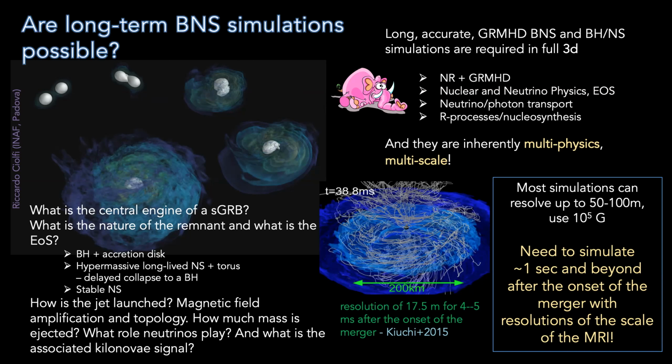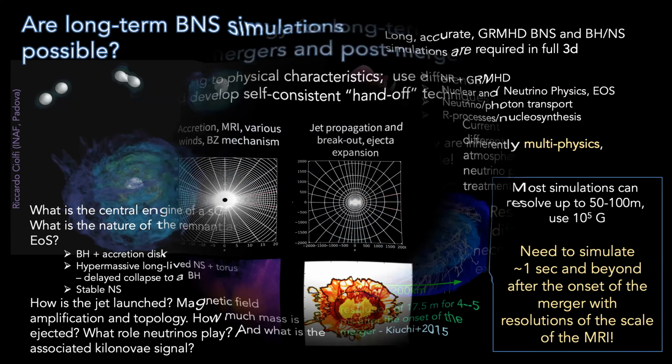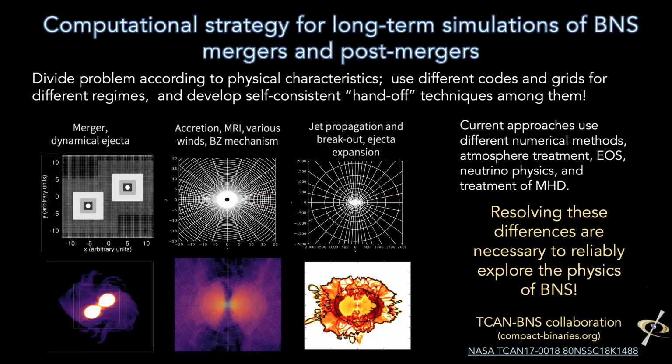Thank you. So we need to simulate more than 1 second, in order to do this type of simulation and be able to predict the electromagnetic signals, and we need to get to the scale of the MRI. Let me just mention briefly what we are doing. The way we're doing it, we divide the problem according to the physical characteristics, and then we can use different codes and grids for different regimes, and develop self-consistent techniques to hand off the results from one code to another. So let me just move on.